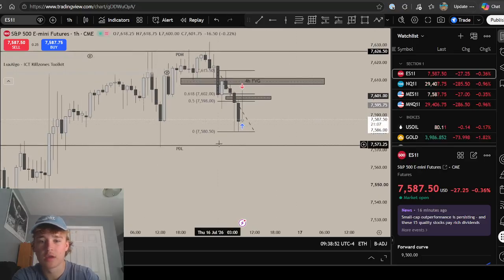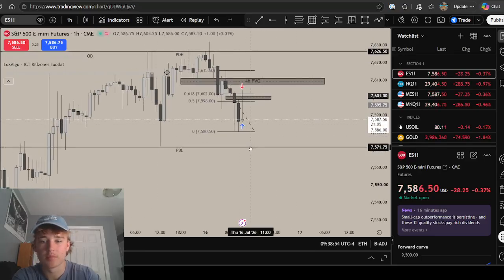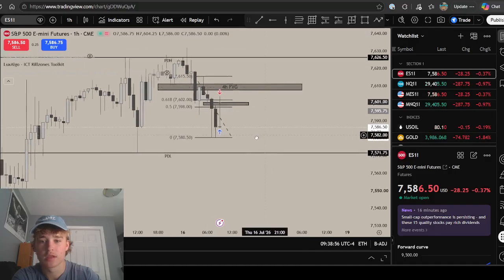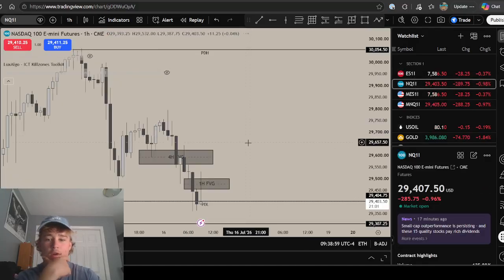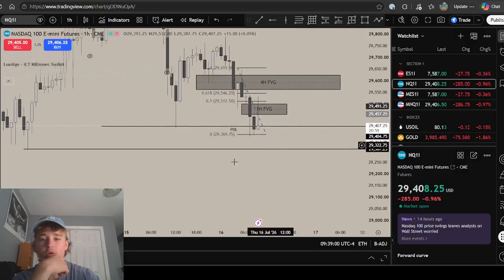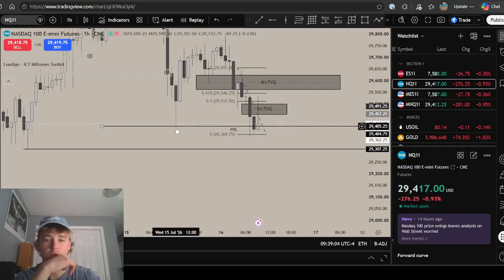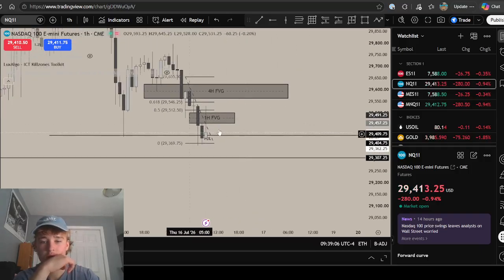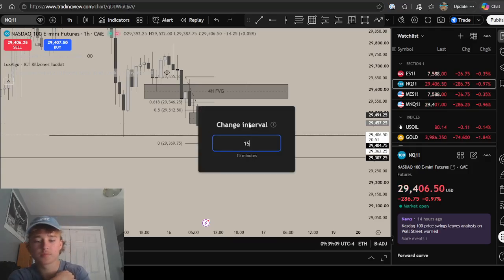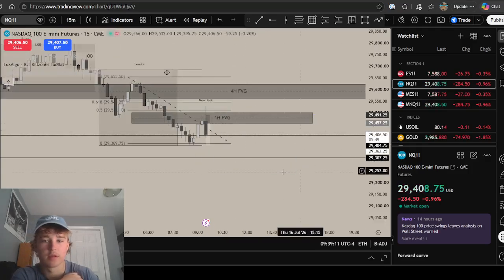We have a previous day low where price could be trying to head down to. It's a high liquidity line there as well. And we're also very close to our previous day low here, which is also New York liquidity there. Drop down to the 15-minute.